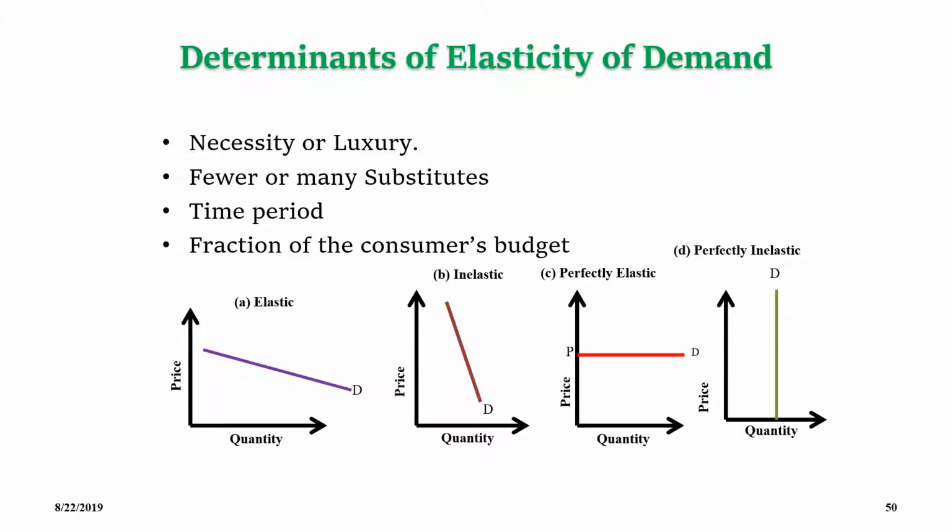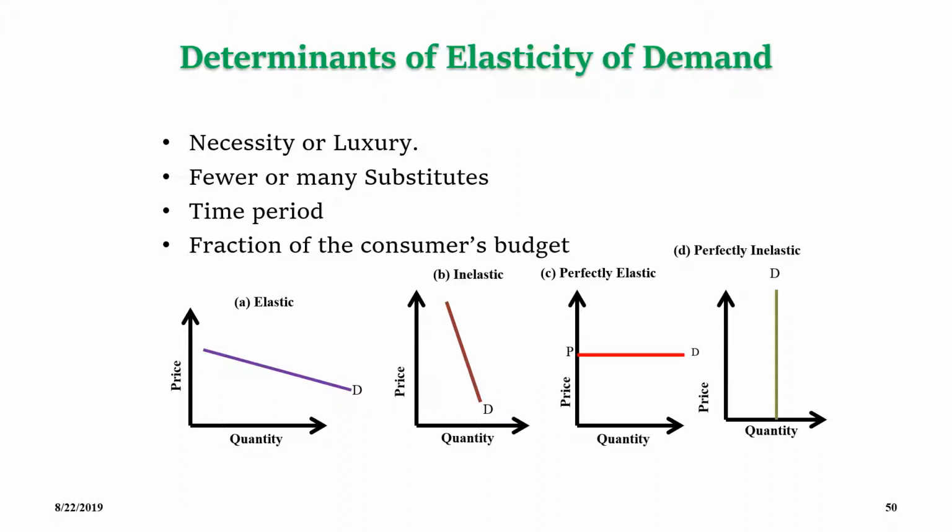Perfectly elastic is infinity. Sorry, perfectly inelastic is 0. So perfectly inelastic demand is 0, and then perfectly elastic is infinity. And then inelastic is less than 1, and elastic is greater than 1. Okay? So you have to know that one.